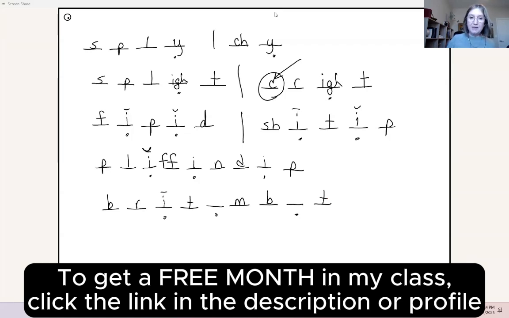So vowels. This I can say I here because there's a vowel one or two doors down. This I can say I here because there's not a vowel one or two doors down. Same with this one. Brightimbit.